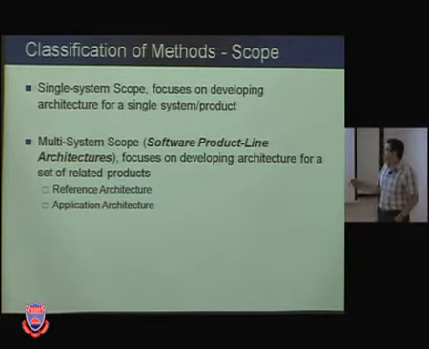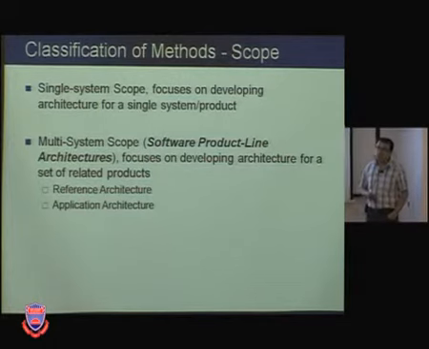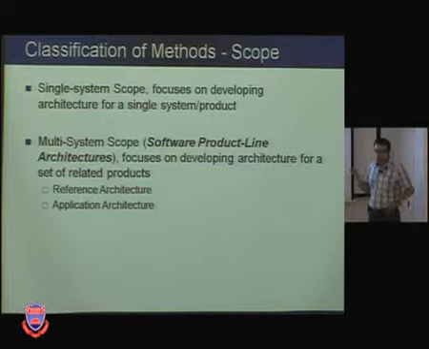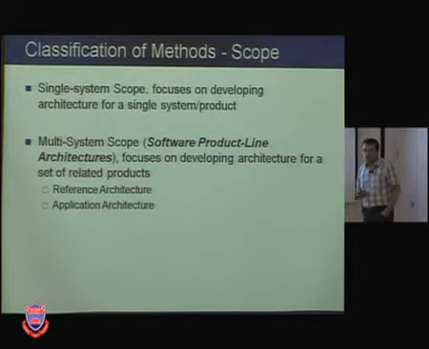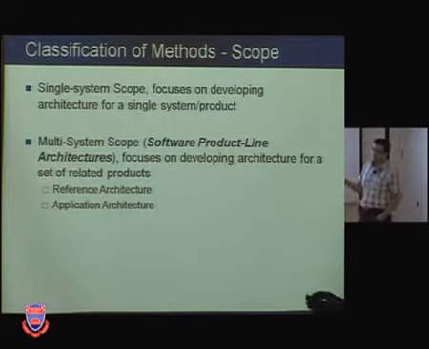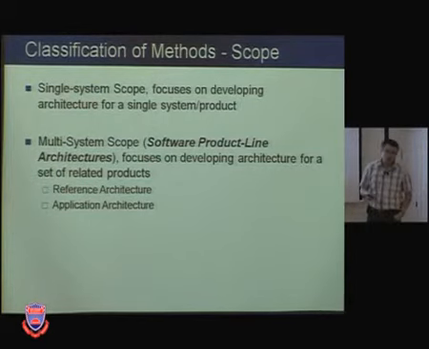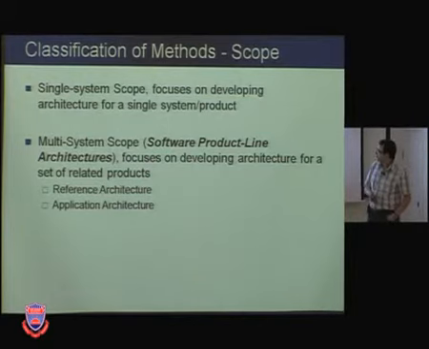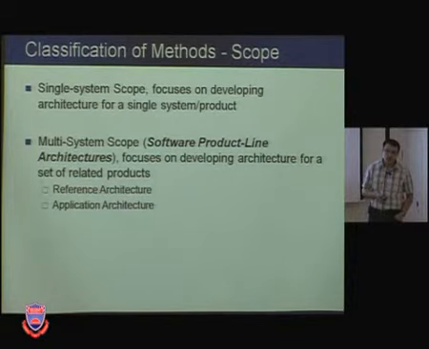Then we get into the software product line architectures domain, which is a different course actually. But there we make a distinction between reference architecture and application architecture. The product line architecture represents the architecture for the whole set of products, and the application architecture is the architecture for one product. As I said, this is discussed in the course of software product line engineering.